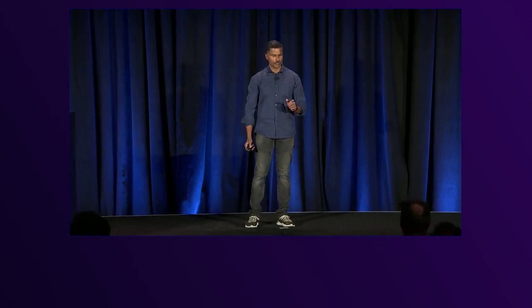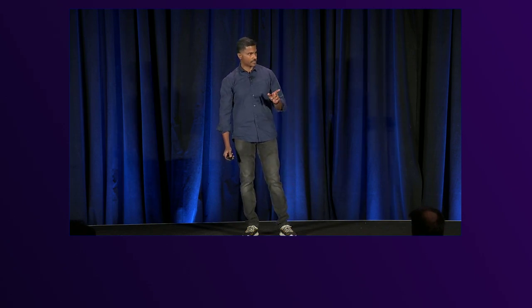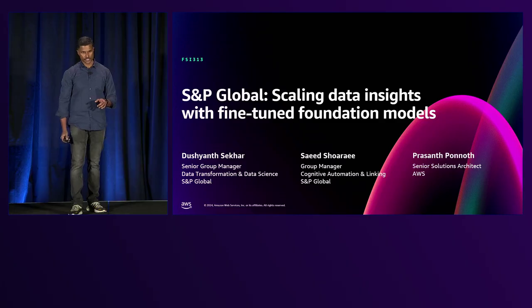Cool. So today in this session, you will learn from S&P Global on how they fine-tuned the foundation model using Amazon SageMaker, deployed that in Amazon EKS, operated at scale, and actually handling a staggering number, which is 6 million inferences in a week, all while optimizing the cost efficiently. My name is Prashant Punath, Solution Architect at AWS. I'll be joined by my customer from S&P Global, Dushyant Shekhar, and Saeed later today to talk about their journey.